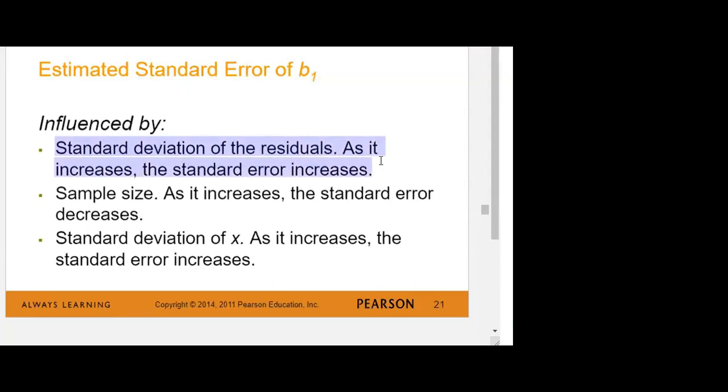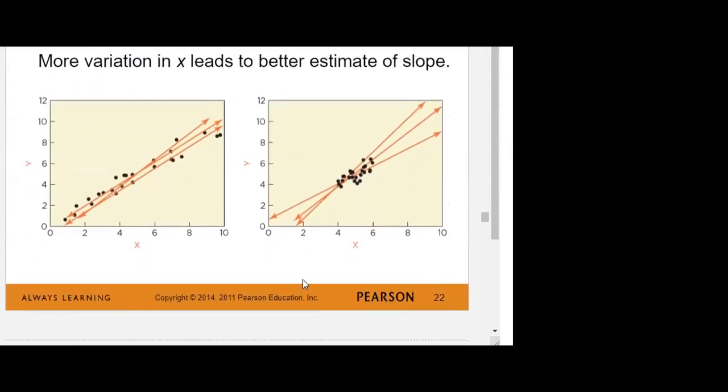So this standard error of B1 is influenced by the standard deviation of residuals. As it increases, the standard error increases. With a larger sample size, you get lower standard error or less variation. You can see here, these two show variation of x, or variation of the IV, the explanatory variable. When you have less variation in the explanatory variable, you can create more lines that represent the same data. And they all can be very close and be correct, but when you have a wide range of x values, you can see that all these lines pretty much are close and represent the same thing.